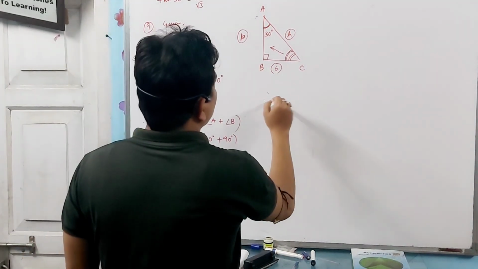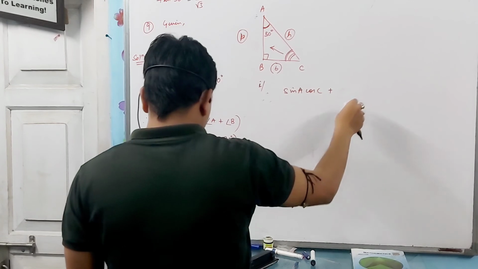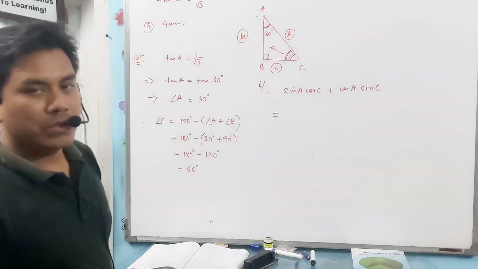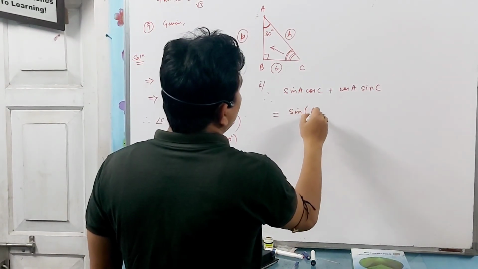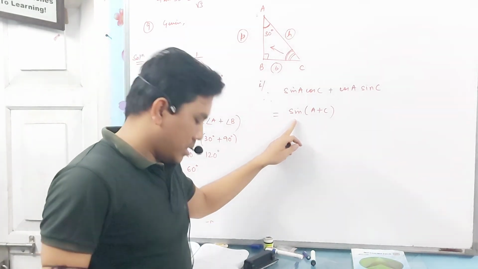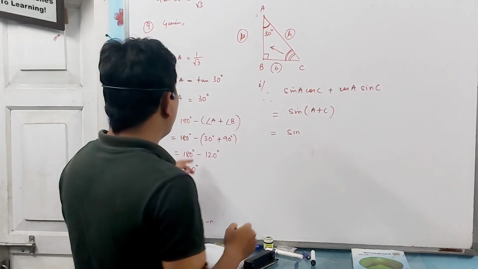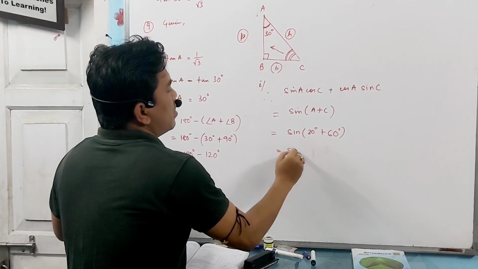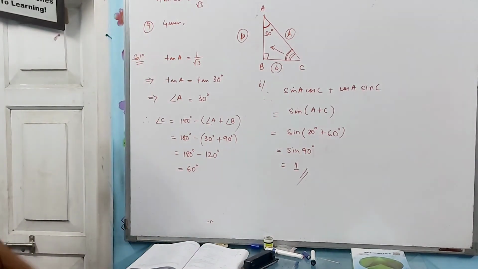Now, here in the first question, sin A cos C plus cos A sin C is given. This is also one of the formulas. You'll find it in the advanced maths book itself. In place of this you can write sin (A plus C). So for compound angles, sin (A plus C) is equal to sin A cos C plus cos A sin C. Now we know the value of A and C both. A is 30 degree and C is 60 degree. Sin (30 plus 60) is sin 90, and finally we got sin 90 is equal to 1.